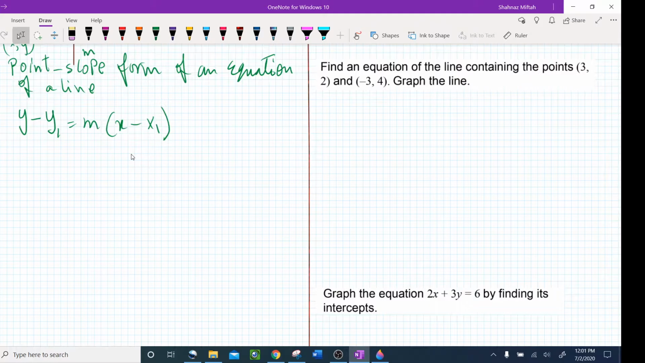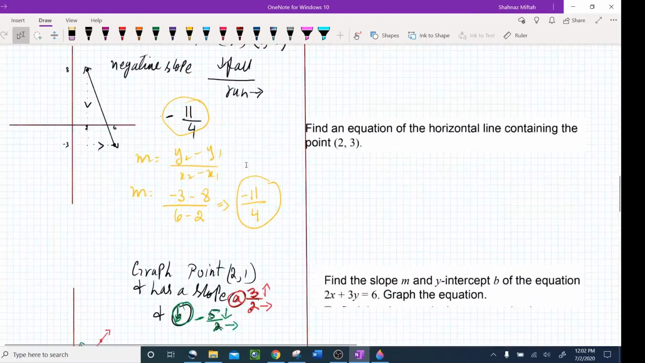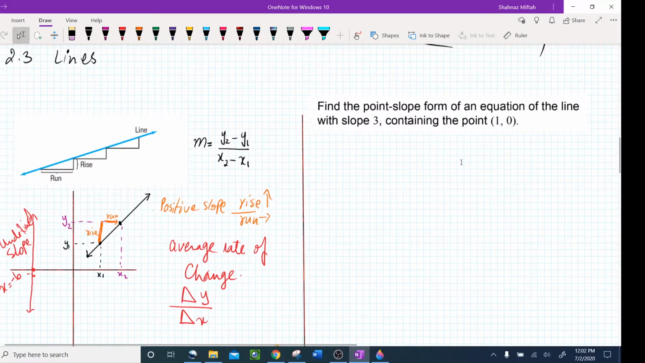Okay, so let's do an example for the point slope, and I have the word problems all on the right side, so we can do that. Find the point slope form of an equation of the line with slope 3, which means that's my m, containing the point 1 and 0, which is x1 and y1. Point slope is y minus y1 equals m times x minus x1, and you guys have to memorize this. Point means you have a point x1, y1, and you have a slope.